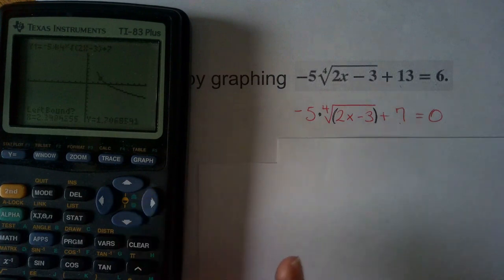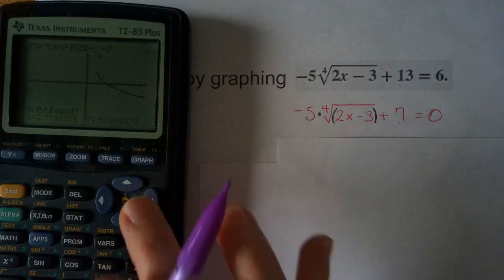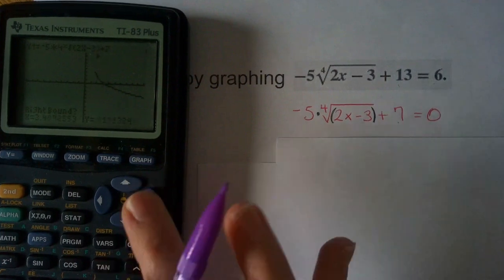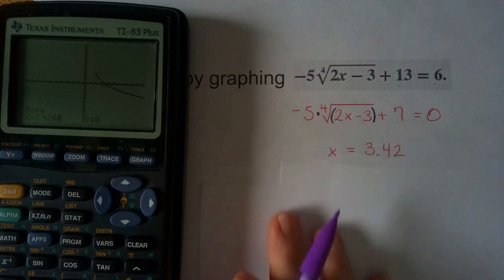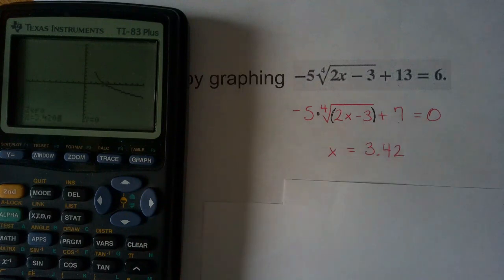So I want to be left of my x-intercept. So that's going to be there. I'm going to go right of my x-intercept. So that's going to be here. And then I'm going to hit enter. So that's why it's 3.42. All right, so this section is all about solving those radical and rational equations, either by algebra or by graphing.